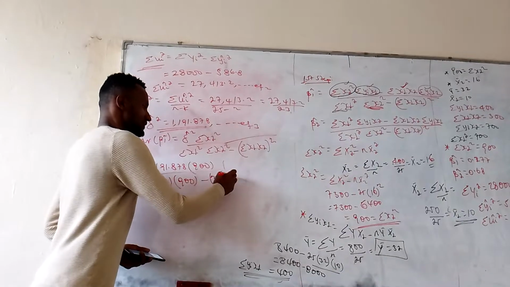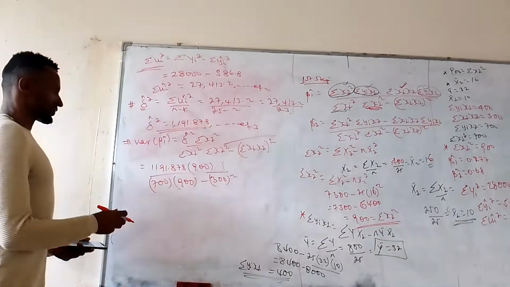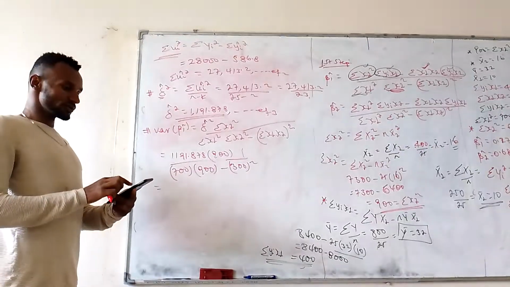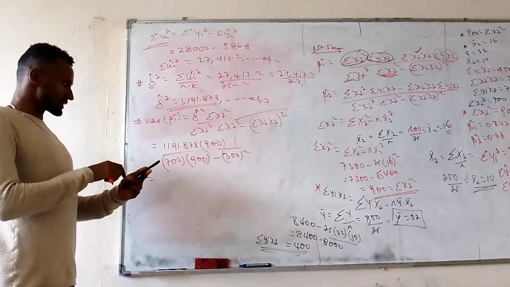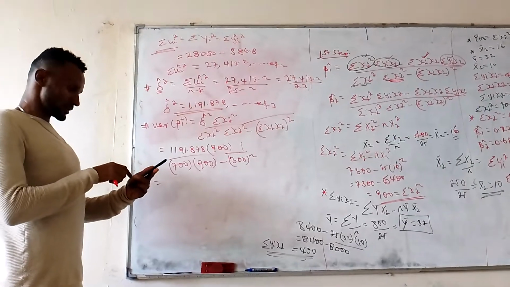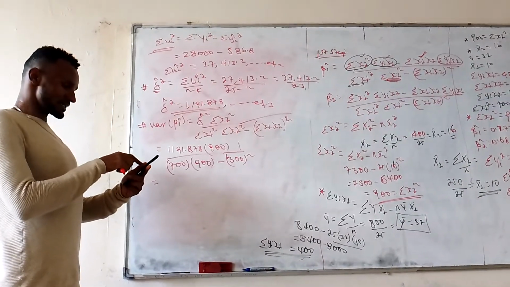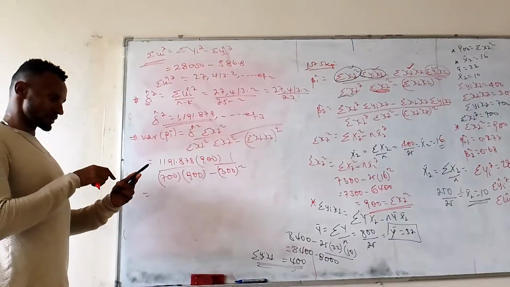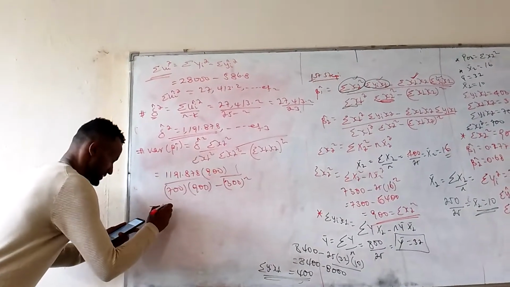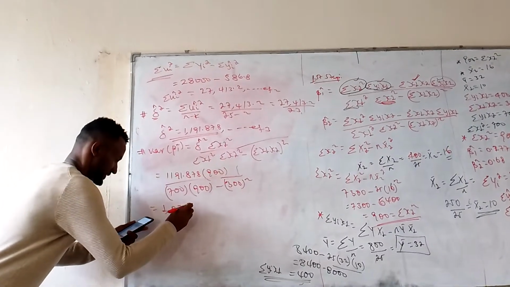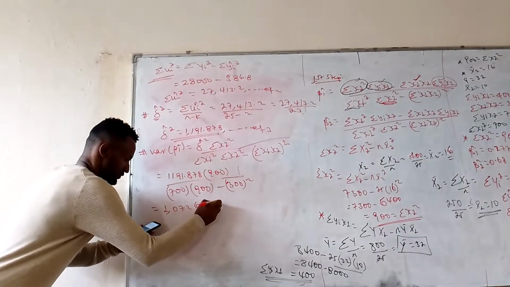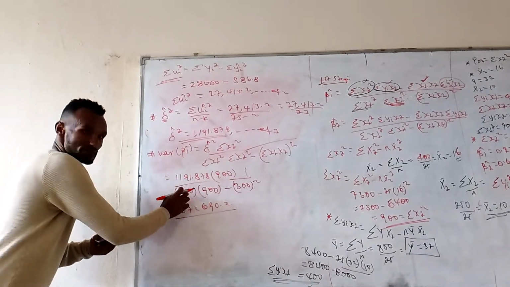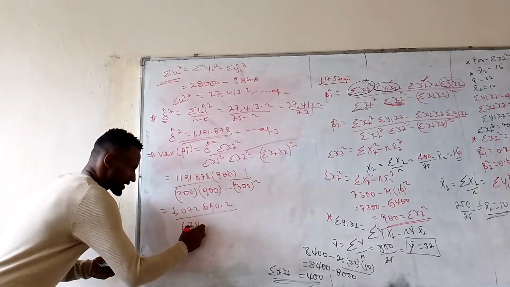Therefore, we have to take the square values. So let me use my mobile calculator to get the product of these two terms. 1,191.878 times 900. Then the value of this is 1,072,690.2, divided by 7 times 9, 63. So we have these values.